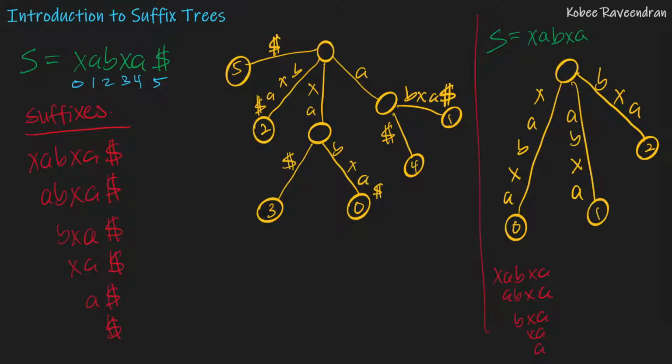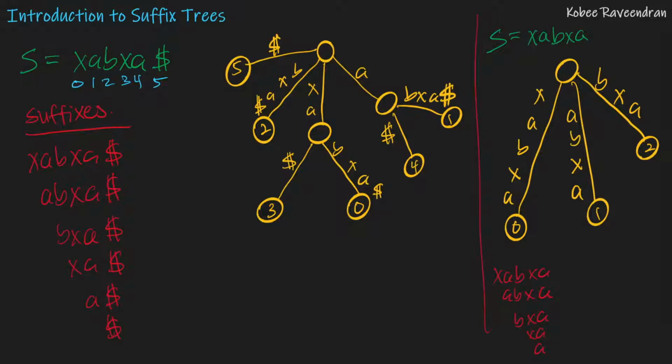So for example, at the root node, you'll notice one starts with a $ sign, one with a B, an X, and an A. They're all unique. You can't have any with the same starting character. And if you were to walk from the root to any of the leaf nodes and pick up all the substrings you encountered on the edges along the way, you would end up with a suffix of S.